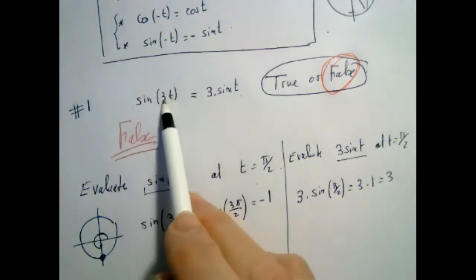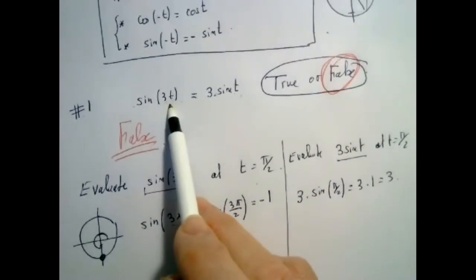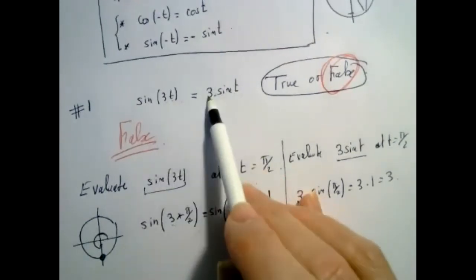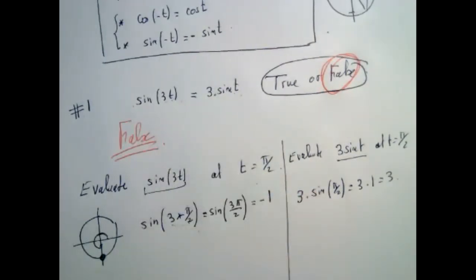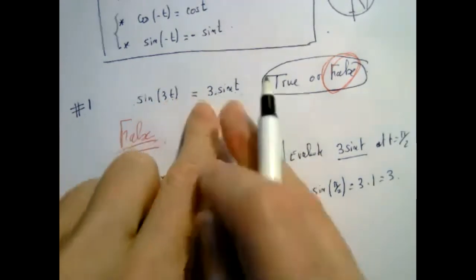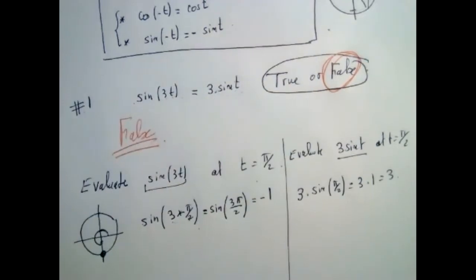So here the t is multiplied by 3, then you take the sine. Here you take the sine, and then you multiply by 3. So it's absolutely a false statement. We have to be very careful with that. We cannot just take the 3 out. It's absolutely wrong. All right. Again, I'm working first with true and false, and then we do a bunch of them. So part 2 is, for example, number 4.